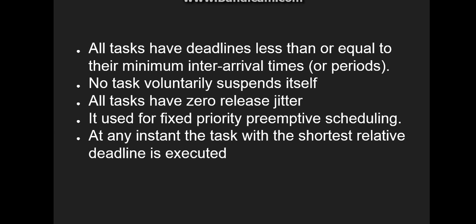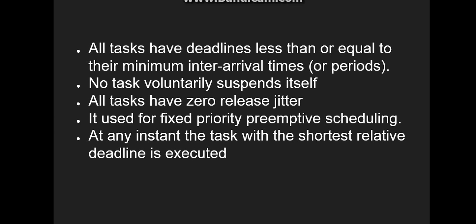Next, properties of DM. All tasks have deadline less than or equal to their minimum inter-arrival times, and no task voluntarily suspends itself. All tasks have zero release jitter. What is jitter? Jitter is basically the time difference between the time at which a process should be started and the time it is actually starting. That time lag is known as jitter. So DM ensures zero release jitter.